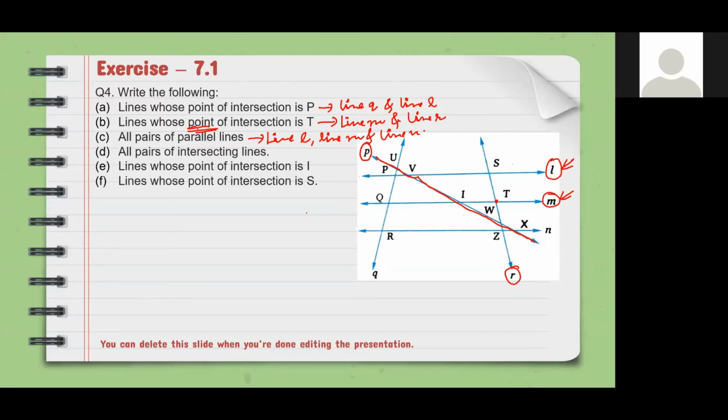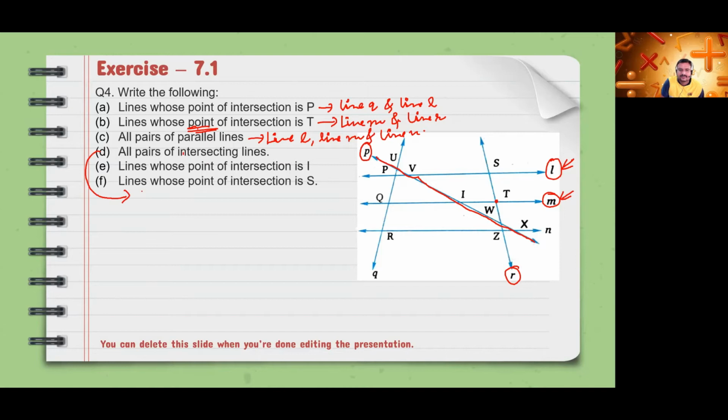Yes, sir. Bolo. All pairs of intersecting lines. Sir, intersecting lines are line Q and line R. Okay. Again, see, there are few more intersecting lines. Line P and L, line P and M, line P and N. Yes or no? Yeah. Line P and Q, line P and R. So there are many intersecting lines. We'll write the answer here for this D1.